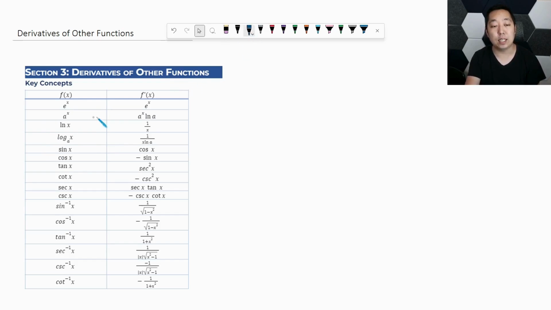I would say in the beginning, eventually you're going to want to memorize all of these derivatives. You have to have these memorized. There's just no choice around them. But I'm going to highlight a few things here.